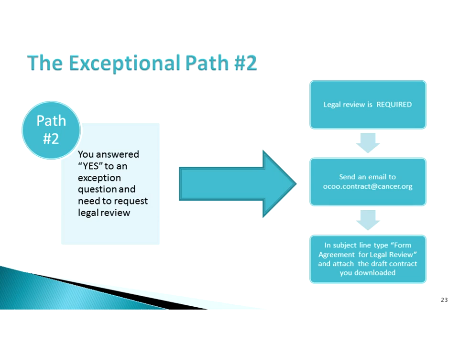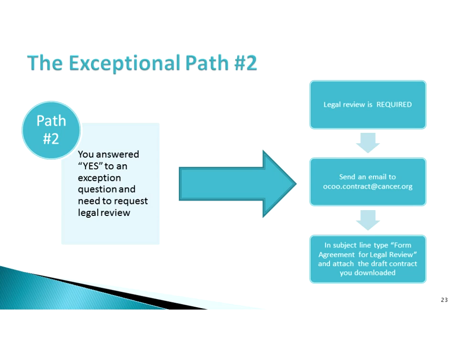To request legal review in this exceptional path, again, you're going to draft an email to OCOO contracts, and in the subject line of this email, you're going to type form agreement for legal review. Attach a copy of the contract that you downloaded from iContracts and complete it. Be sure all the fields are completed before sending, of course. Once received by OCOO, the agreement will be assigned to a lawyer or paralegal for review. You will be copied on the assignment when that happens, and you'll work with that contact to complete the contract process.